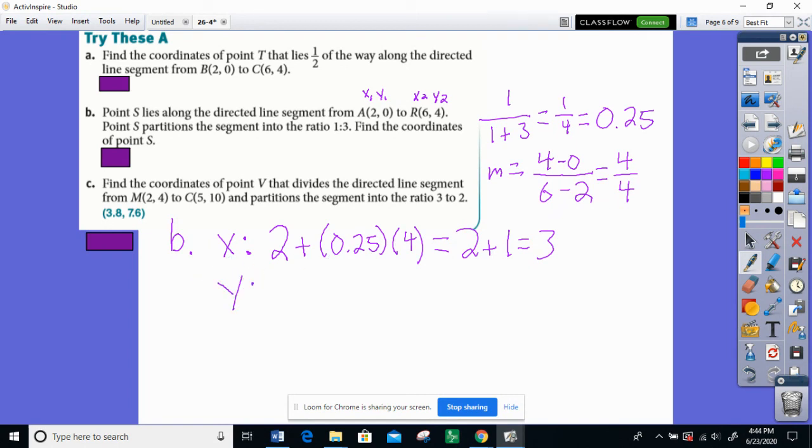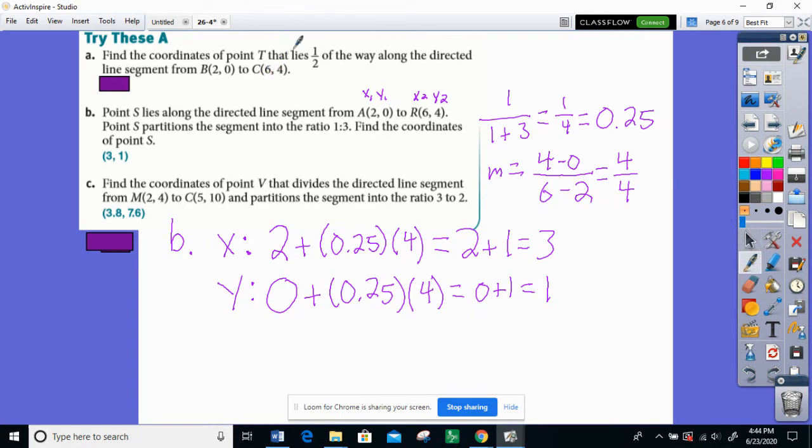We want to do the same thing for the y coordinate now. Where are we starting? We're starting at a y value of 0 plus 25% of the rise, which was 4. We already did 0.25 times 4, that's 1. 0 plus 1 is 1. So that gives us 3, 1.